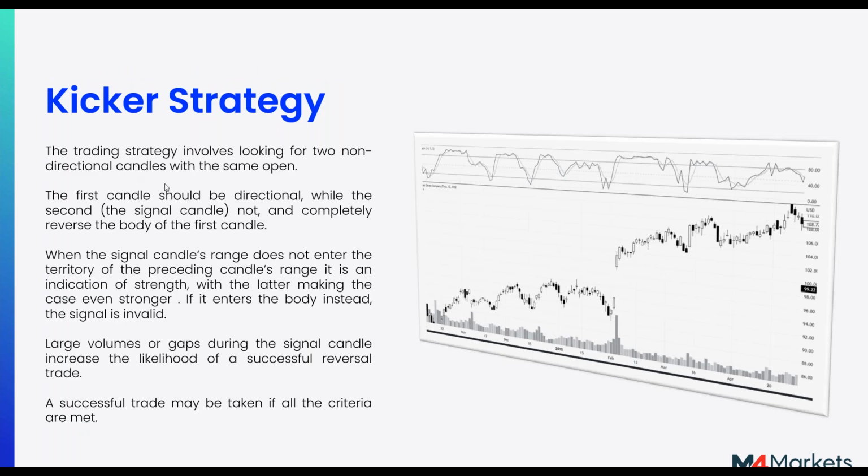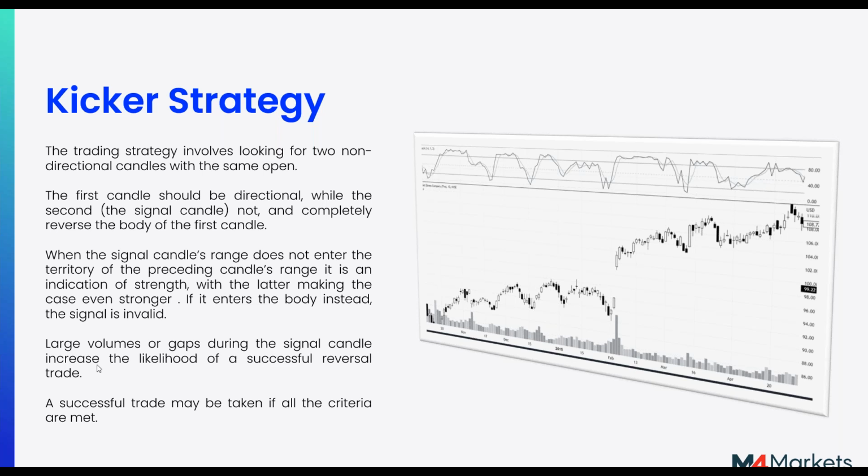It involves looking for directional candles with the same open. First candle should be directional. The second one should be completely reversing the body of the first candle. When the signal candle's range does not enter the territory of the preceding candle's range, it is an indication of strength, with a lot of volume making the case even stronger. If it enters the body instead, the signal is invalid. Okay, we do not want to see that in there.